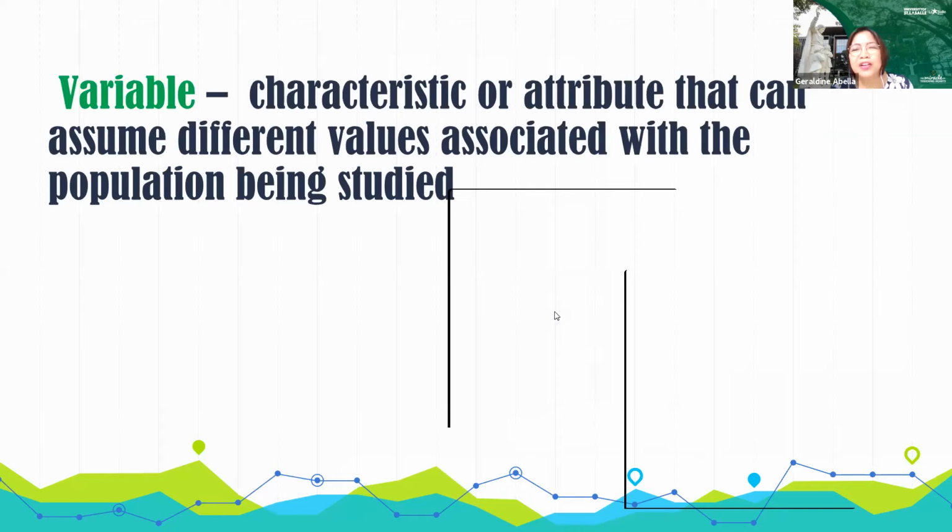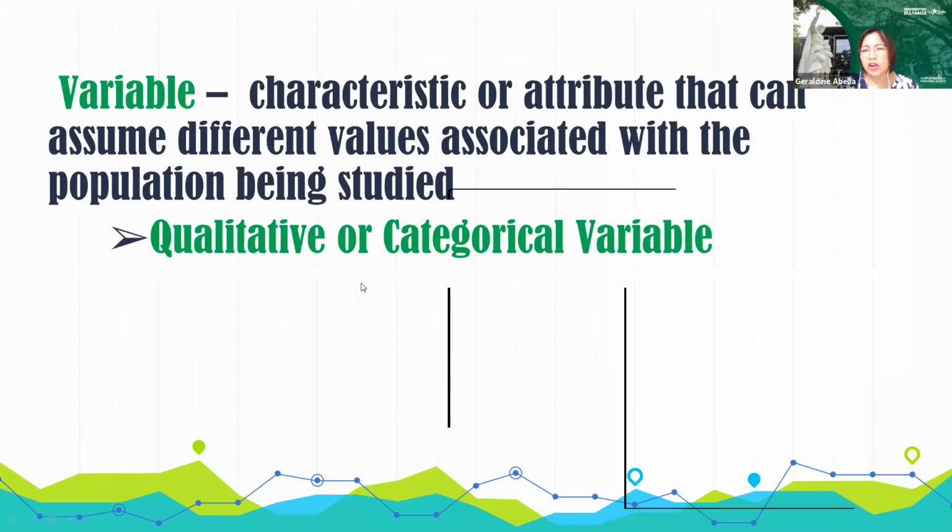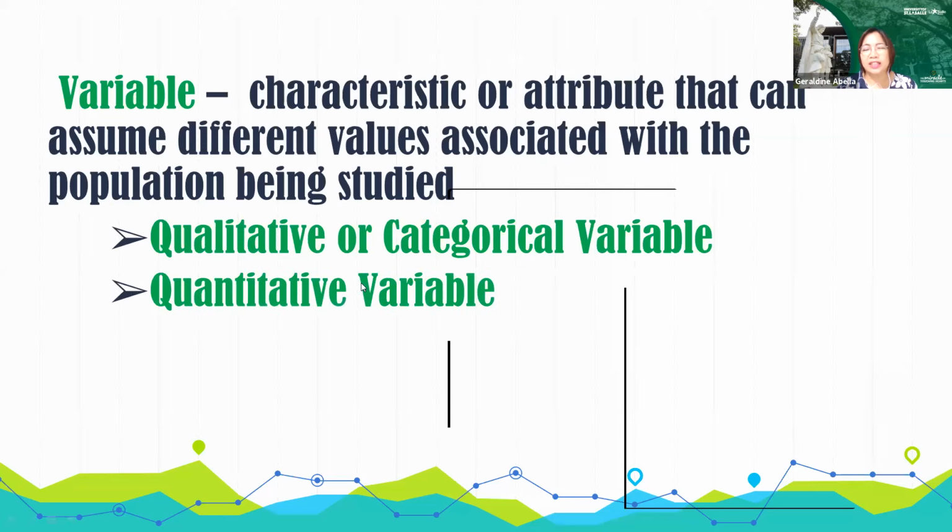Any more, before I give you the answers? So there are two types of variables. These are qualitative or categorical variables, and the other is quantitative variables. When you say qualitative or categorical, as the name implies, these are variables that can only assume qualitative values, such as sex. Sex, okay, there are two possible values.